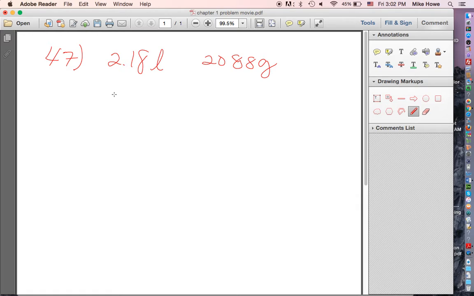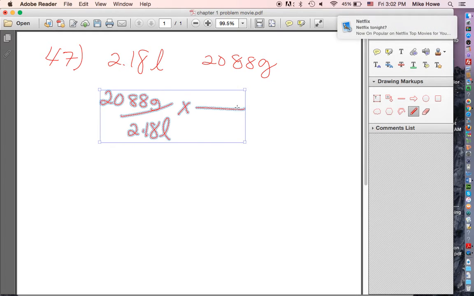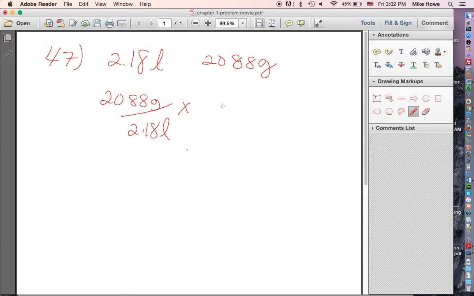We know the density is mass divided by volume. So if you did the 2,088 grams and divide by 2.18 liters, that would give you the density. But that's not going to agree with the answer in your answer book because the question asks for the density in grams per milliliter. So you had to put liters up here, and milliliters on the bottom, and 1 is 1,000. And that should give you the correct answer. So that's 47.